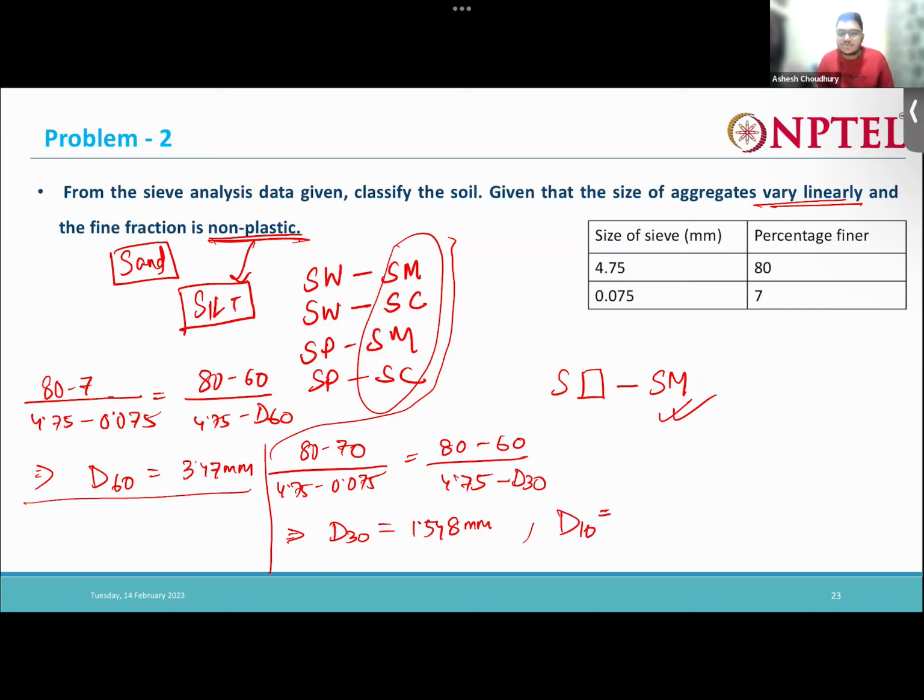Please calculate the D10 size. Interpolate and calculate in exactly the same way. Tell me what it is coming to. It will hardly take 1 minute. Please find out.